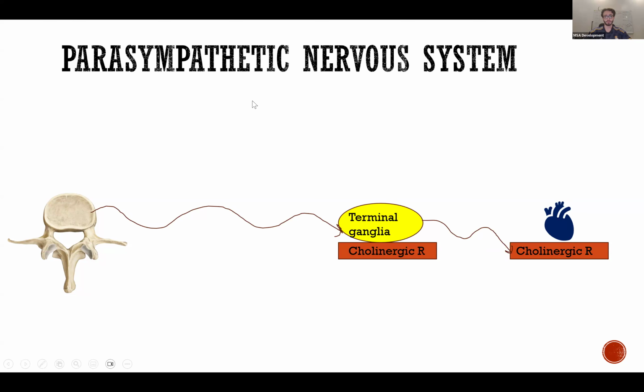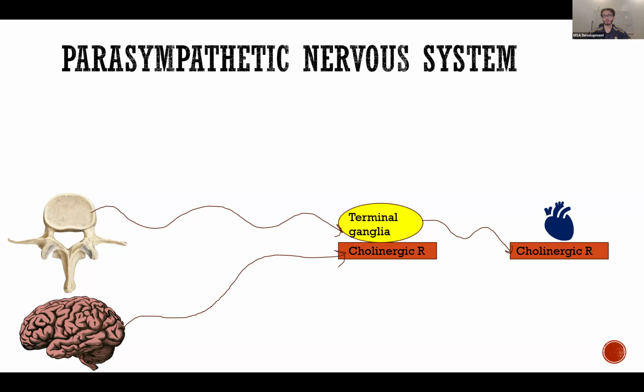The vertebrae is not the only source of a preganglionic parasympathetic neuron. There is also the brain, not literally, but I'm more referring to the cranial nerves. We have four cranial nerves that give branches to preganglionic neurons that can elicit a response. For example, the vagus nerve. I'm sure you guys studied it already. Cranial nerve number 10. It is a major parasympathetic nerve which gives rise to preganglionic parasympathetic neurons that can go on to elicit responses in the body.